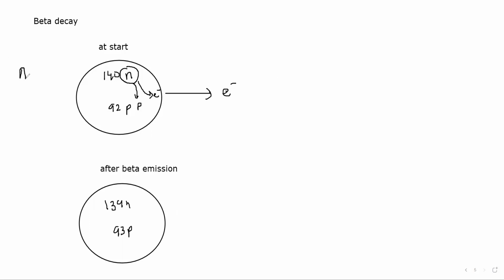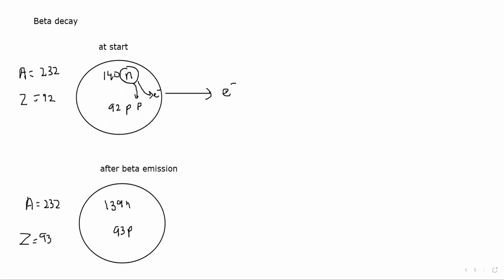What is A here? A means the sum of neutrons and protons. What is the sum here? 140 plus 92, that's equal to 232. So there are 232 nucleons, and Z is 92. What is A after emission? 139 plus 93. The neutron number decreases, the proton number increases, so the sum remains the same. But Z, because the proton number increases, becomes 93.